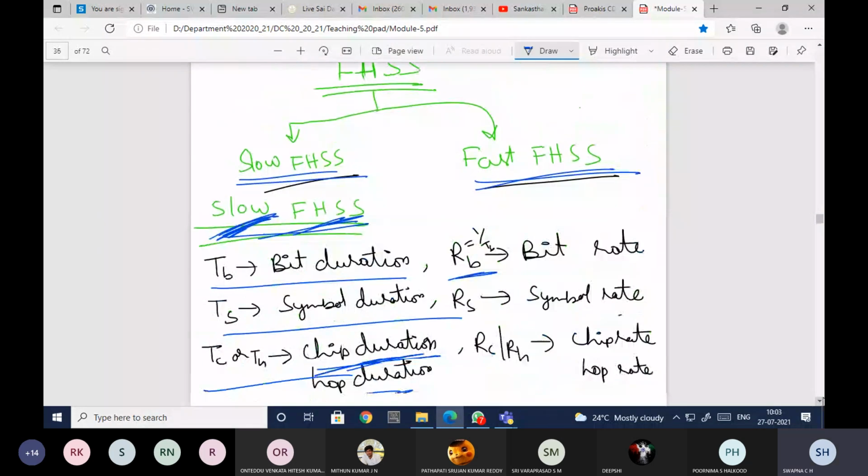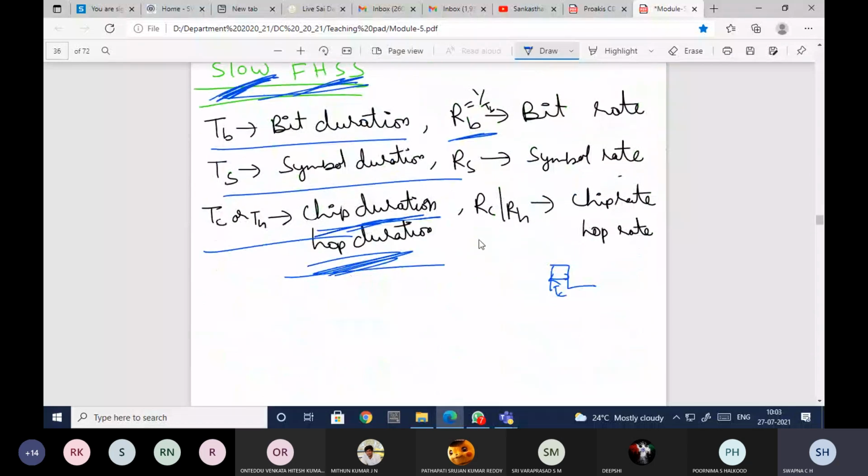So chip duration or hop duration both mean the same. If I have the chip duration, then the chip rate RC is nothing but 1 by TC or 1 by TH. Both mean the same. So these are the notations.